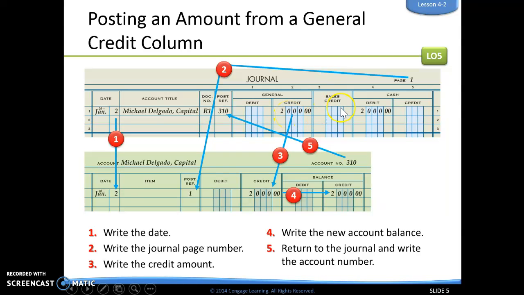Okay? When we look at our sales credit, our cash debit and our cash credit, we're going to post the totals instead of posting them individually. The reason for that is because remember, these are commonly used columns. So if we were to post them every single time we have a cash debit, cash credit, or sales credit, we're going to be posting over and over to those accounts. So instead of posting individually, we just post the total to sales credit, the total to cash debit, and the total to cash credit.